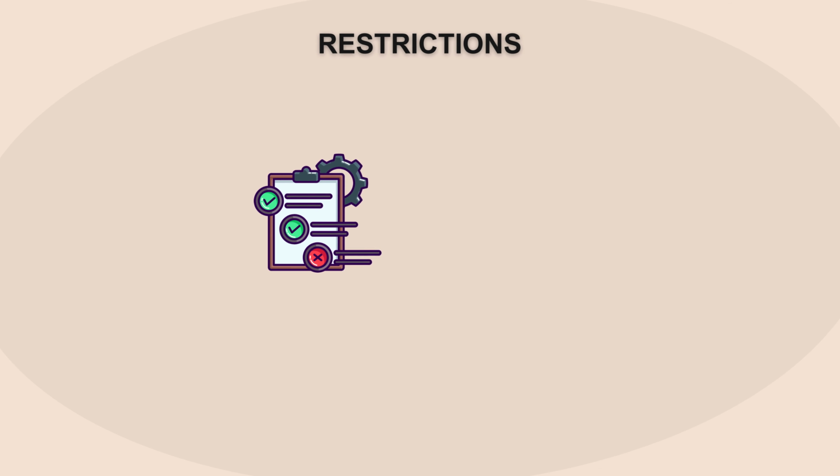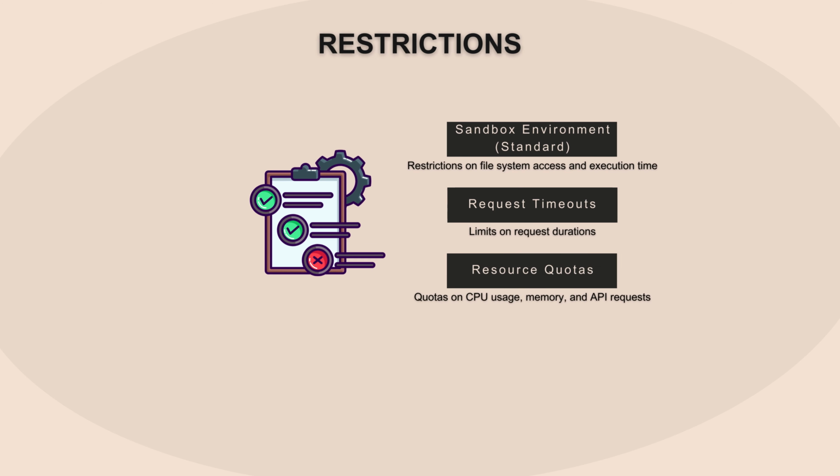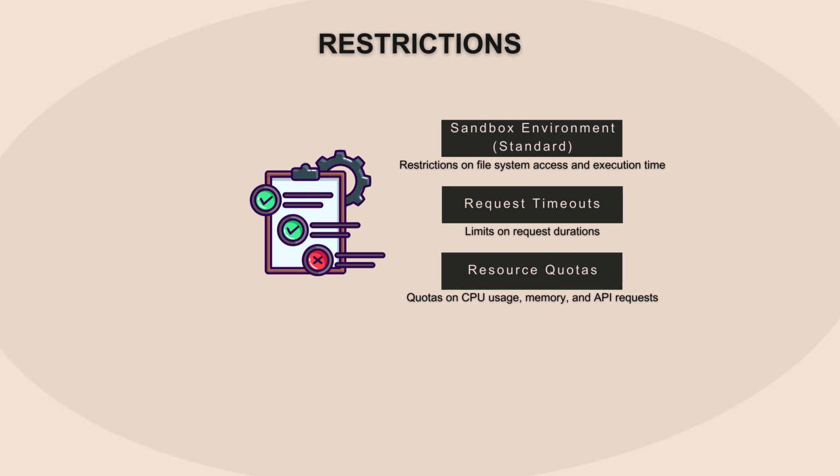Be aware of certain restrictions to ensure optimal performance and compatibility. Common restrictions are sandbox environment, standard, restrictions on file system access and execution time, request timeouts, limits on request durations, resource quotas, quotas on CPU usage, memory, and API requests.